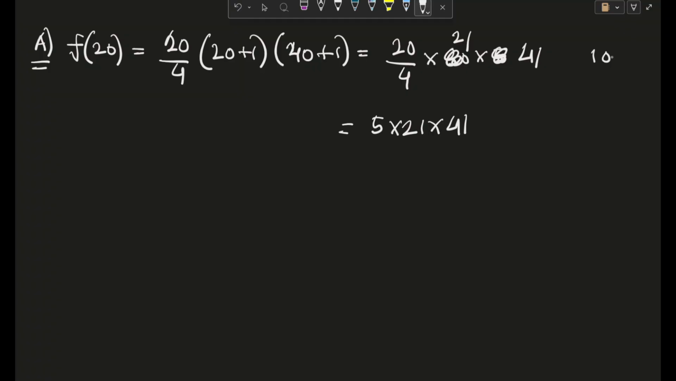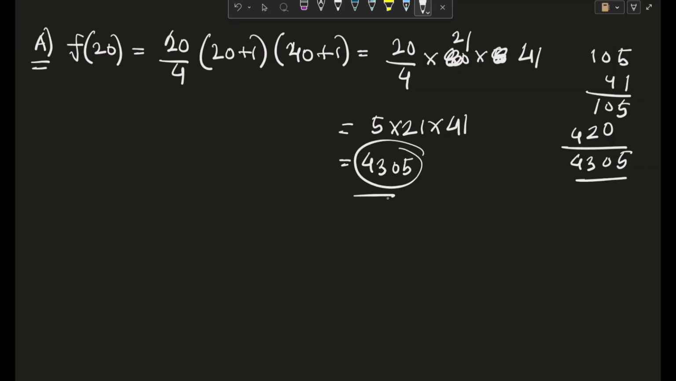5 times 21 is 105, and multiplied by 41, I will just calculate this. I guess we have 4305 as the final answer. So 4305 is the value of f of 20 and it was given in the options. So our option A becomes correct. Now let's proceed to option B.